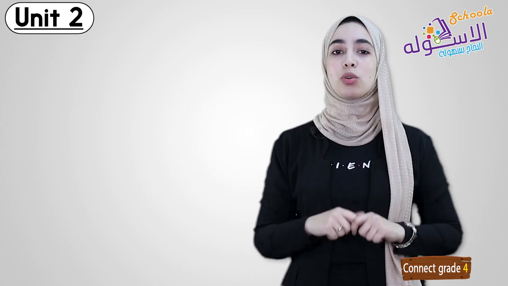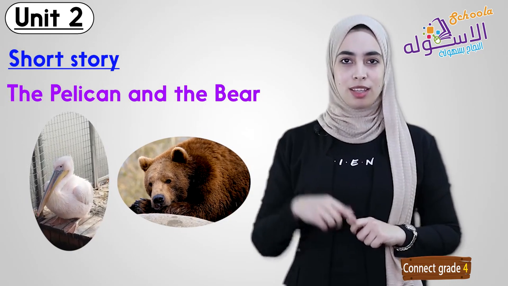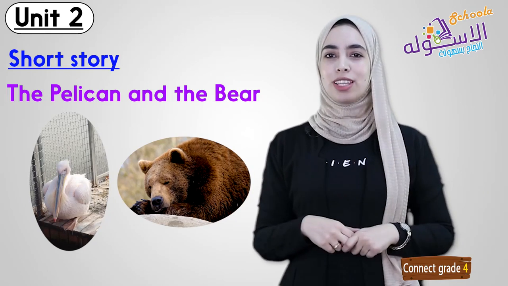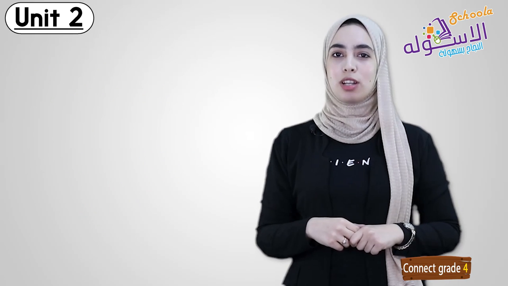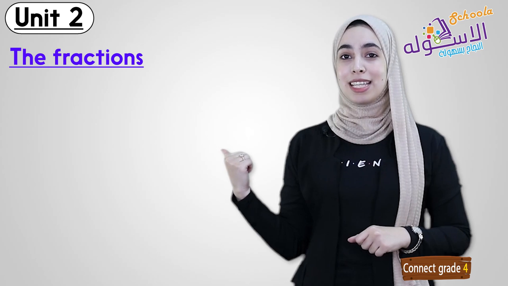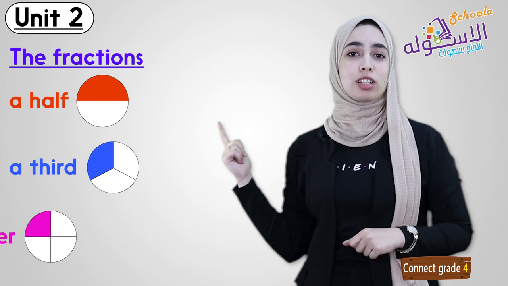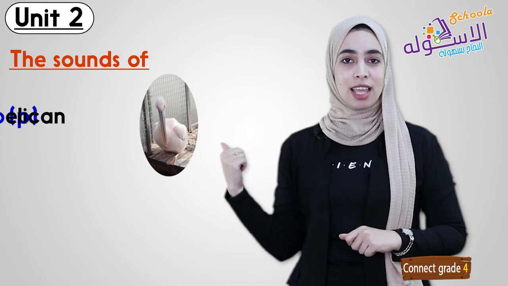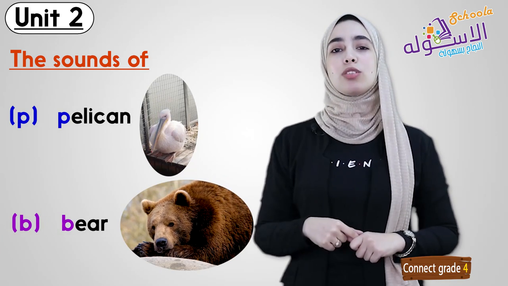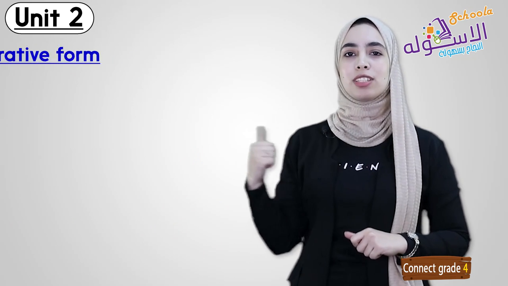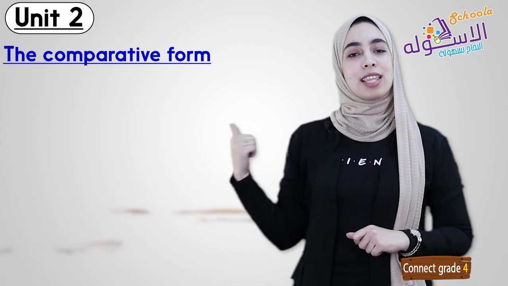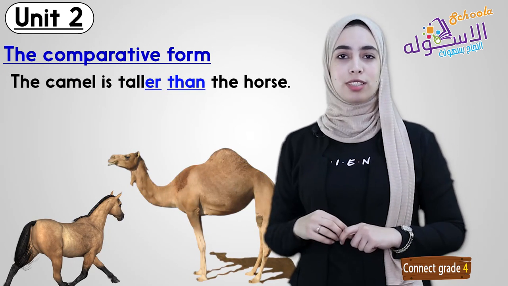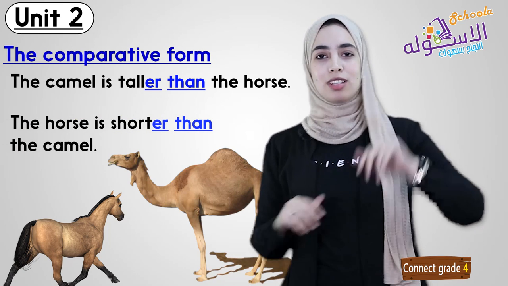Okay. What else are we going to study in Unit 2? We are going to take a short story called The Pelican and the Bear. It's very easy and very funny. We are going to study fractions, like a half, a third, a quarter. We will study the sounds of p like pelican and b like bear. We are also going to take the grammar of the comparative form, for example, the camel is taller than the horse. It means that the horse is shorter than the camel, right? This is what we are going to study in Unit 2.